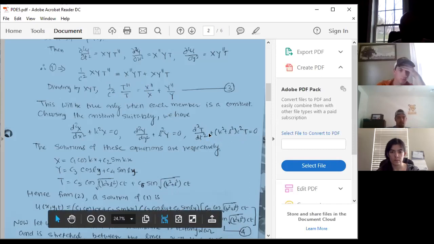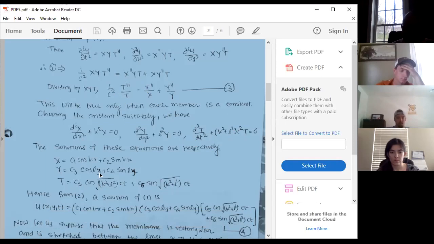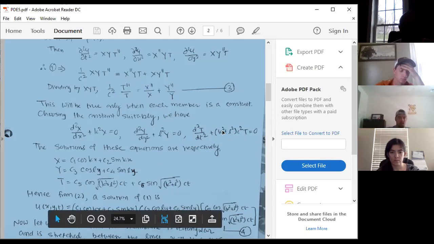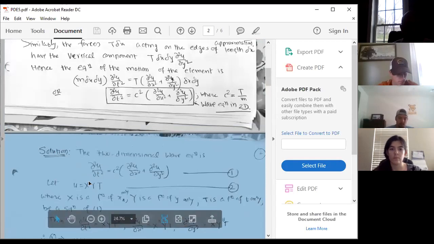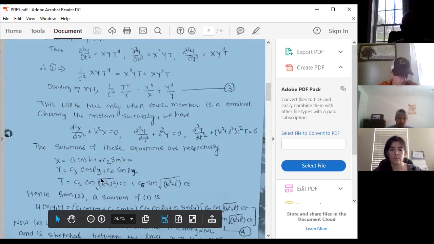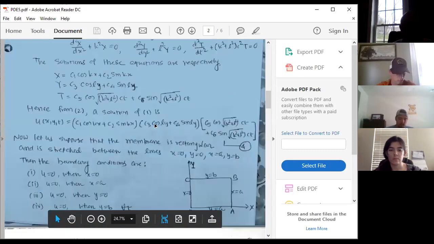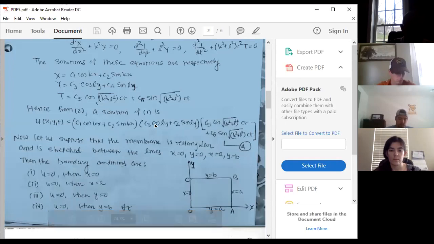Okay, and the solution for this one, this is the auxiliary solution, and the solution is capital T equals C5 (C1, C2, C3, C4 I've already assumed) C5 cosine of square root of k square plus L square times ct, plus C6 sine of square root of k square plus L square times ct. Okay, but my solution was U equals X times Y times T, this 3 product. Let me take the product of all these 3, X, Y, and T. This product will give you the solution. But now we have to add the boundary and the initial conditions.